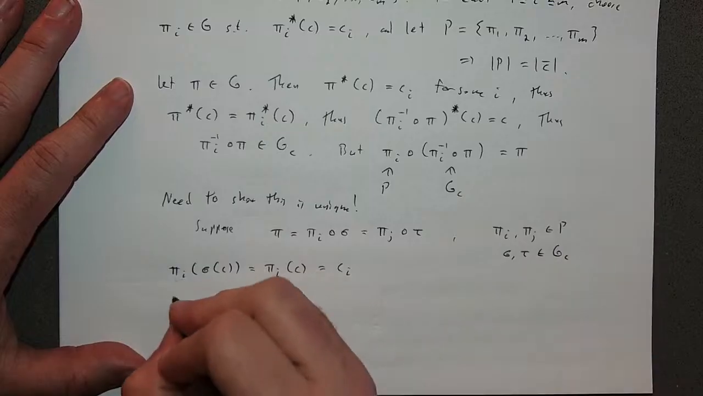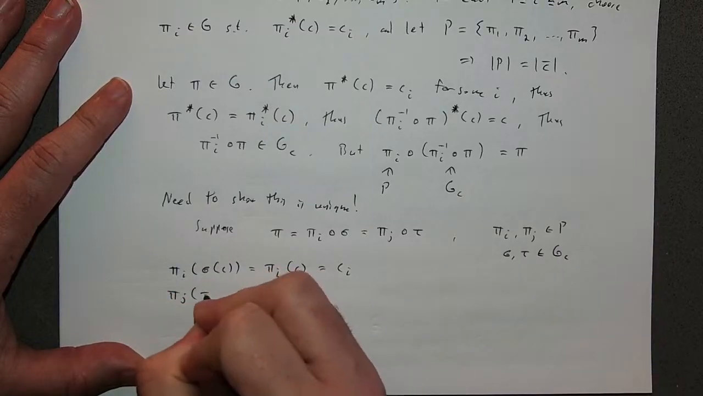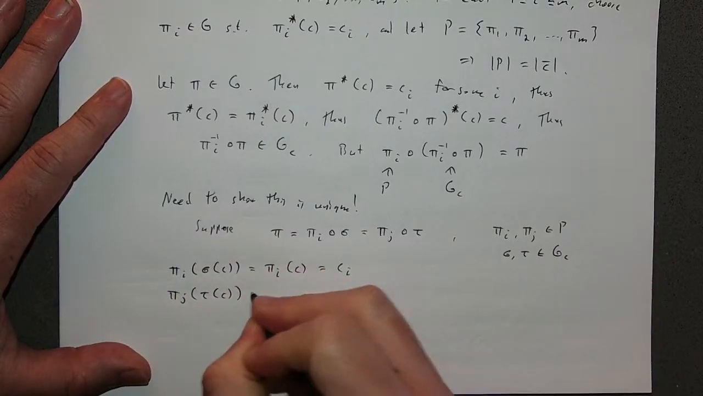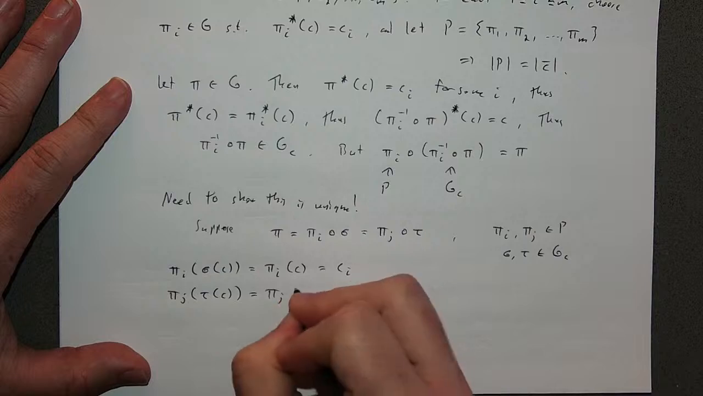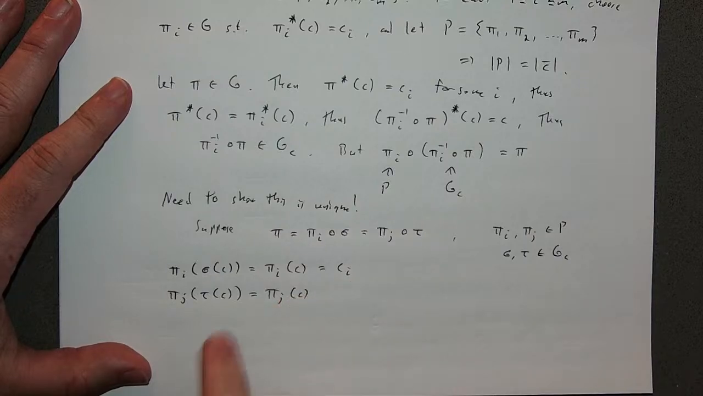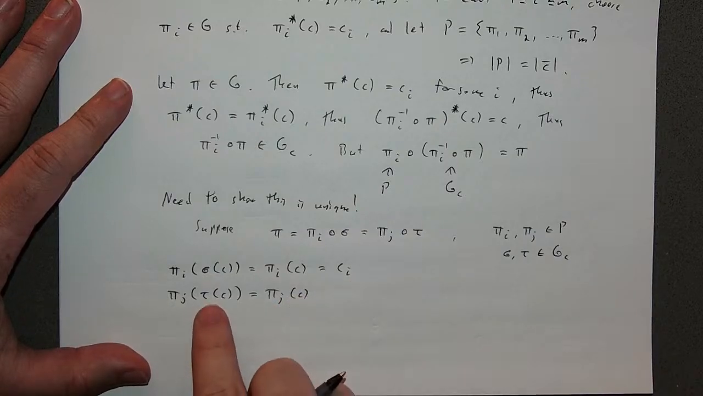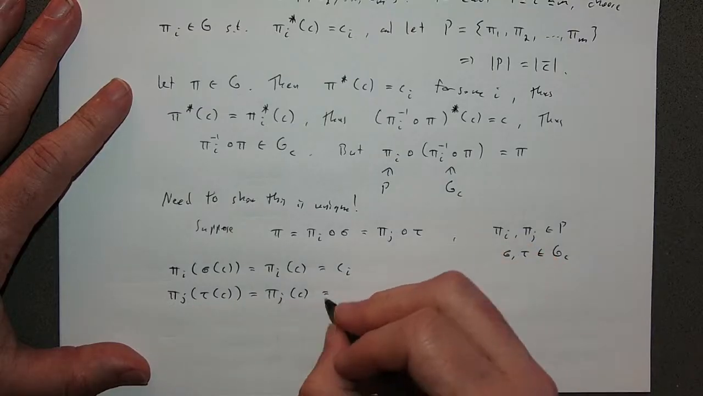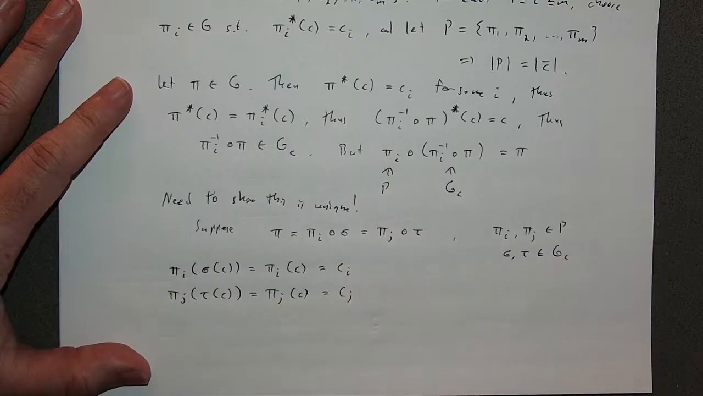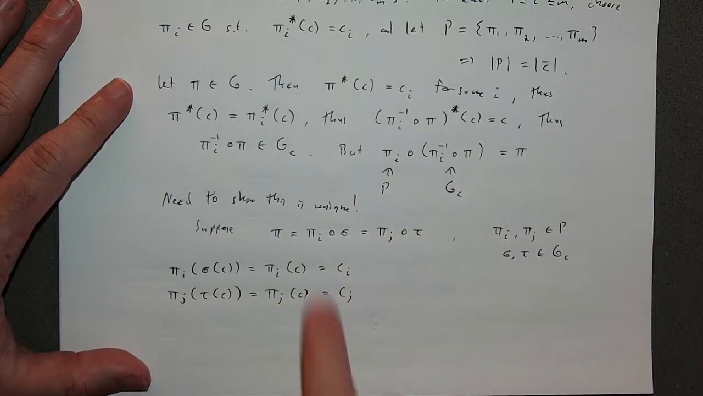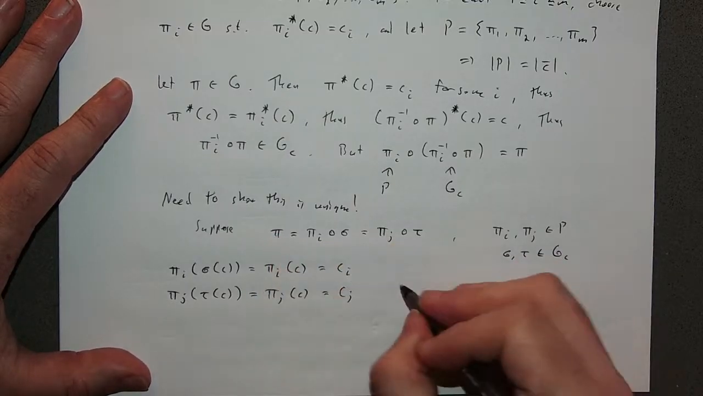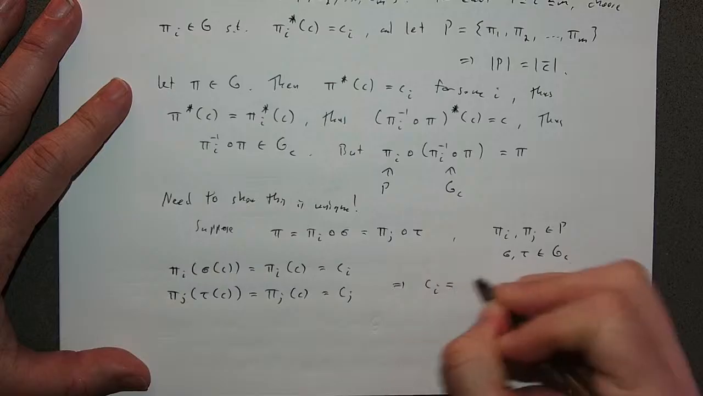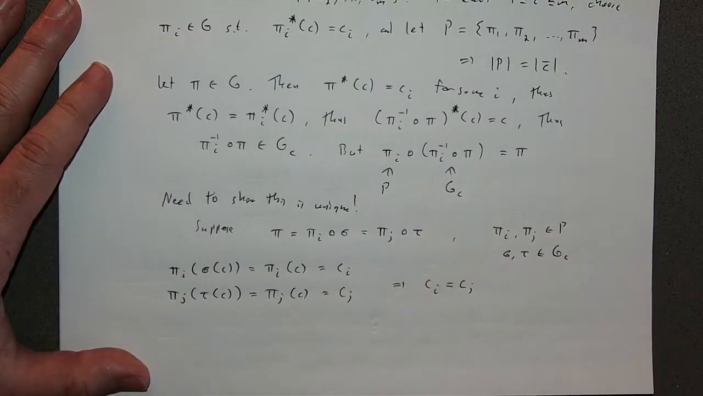And similarly, pi sub j of tau of C is pi sub j of C, but that's again because tau is in the stabilizer, so tau of C is C, it fixes C. But pi sub j of C is C sub j. But according to this, these two things have to be equal. C sub i has to equal C sub j.